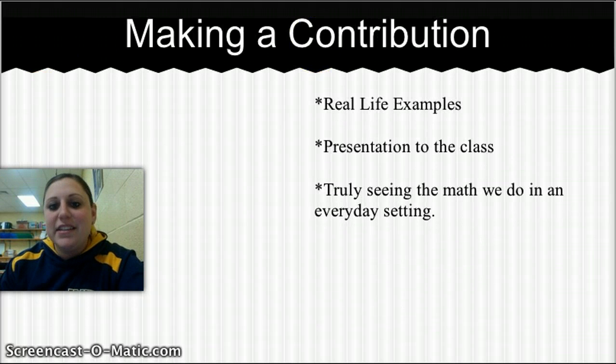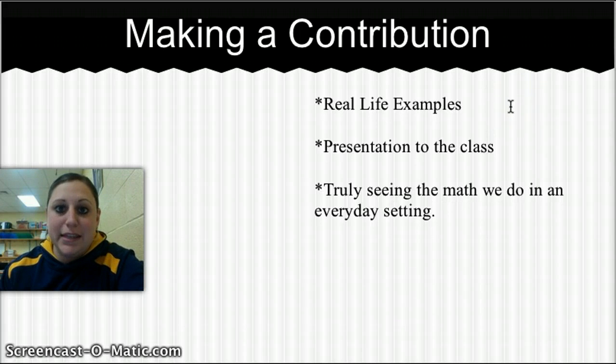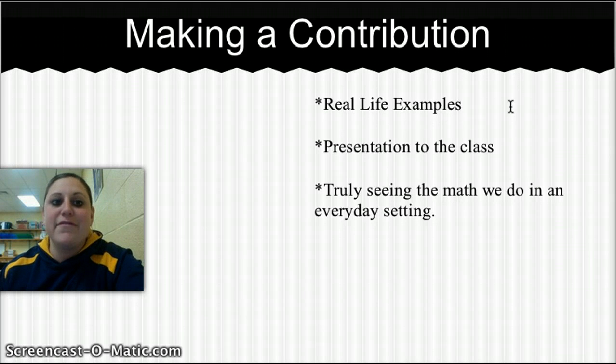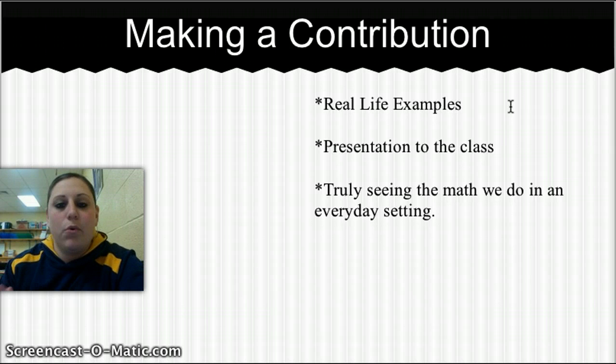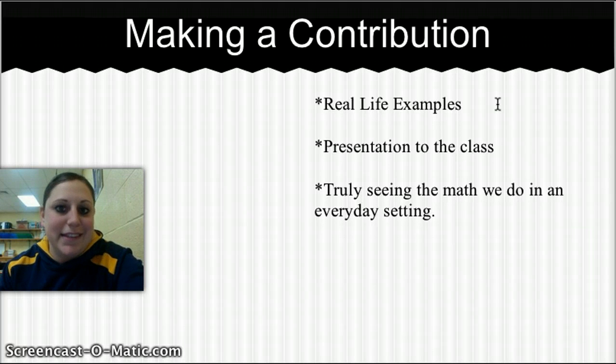And then how does it show that they're making a contribution? They're using real life examples. They can apply this to their life that they might have someday. So I think it hits home that it's a real example for them. They're creating a presentation to the class, and they're truly seeing math that we do in class in an everyday setting. And so I think it makes it more real to them, more set in stone. It's not just Miss T standing up there talking about it. We actually are doing it, and we're seeing it in a real life setting.